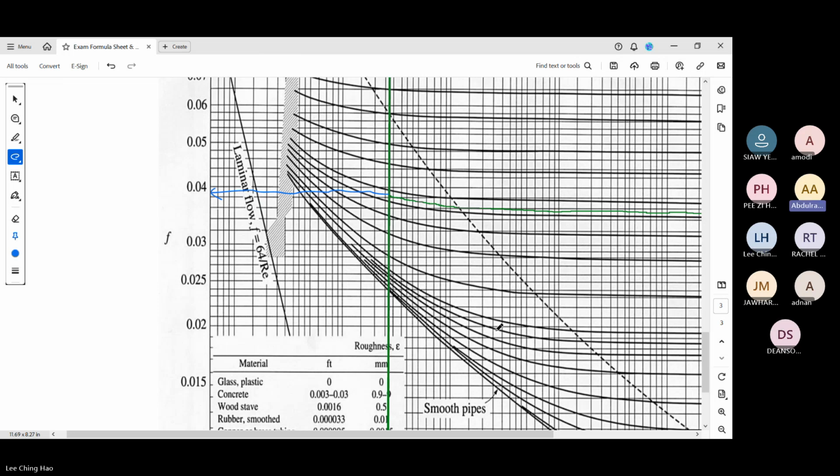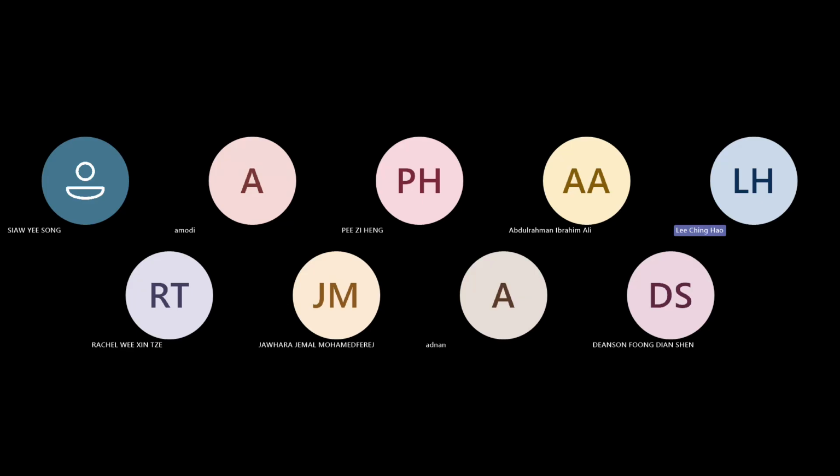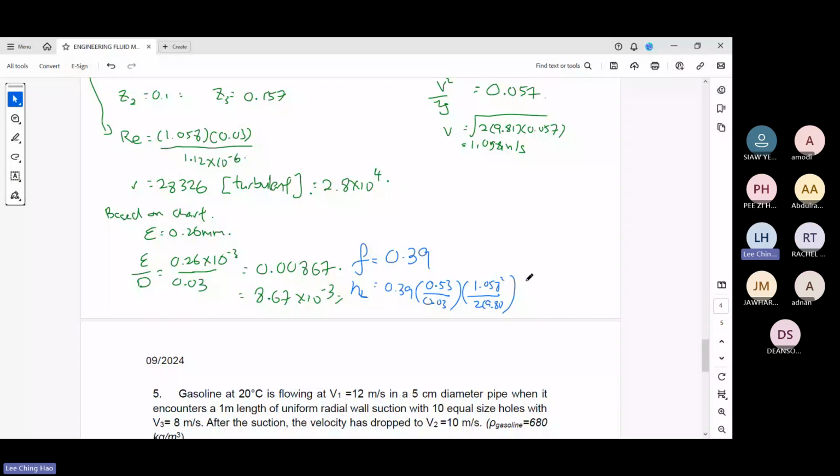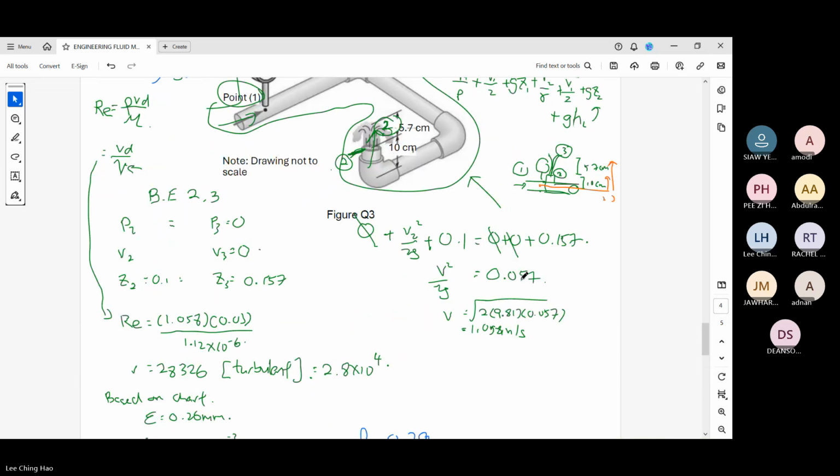Yep. You're still sharing the graph? Oh, okay. Let me put it in. I will combine it. Never mind, I stop sharing, and then I go for it. Okay, so I see. Then you fill up all the values since you found f. So then you find your hL.